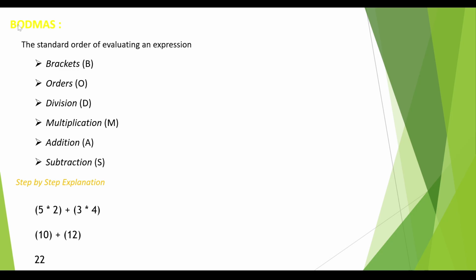First preference goes to brackets. Whatever operation is included in between the brackets, addition, multiplication, whatever it may be, that operation will execute first. Second preference goes to order, meaning power. We will discuss it later, it will rarely come. Mainly brackets, then power, then division.